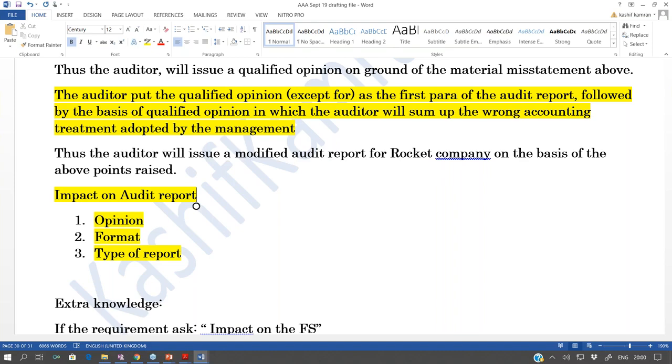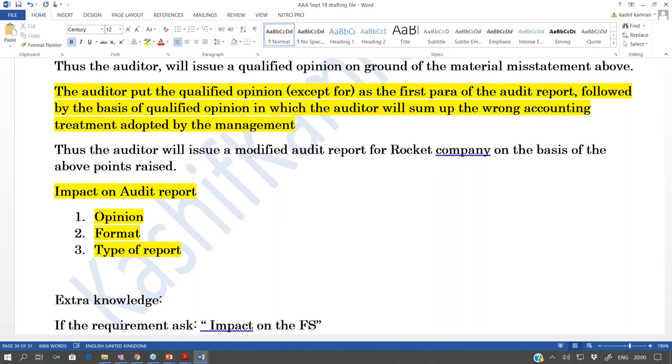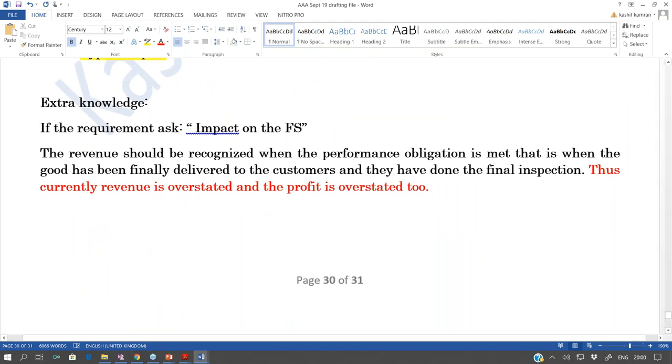And did we get extra knowledge from Rocket Company, that if the question asks for impact on the financial statement, is everyone clear about impact on the financial statement? What exactly does impact on financial statement mean? Did I demonstrate that in the question? What is exactly the meaning of the words impact on the financial statement? Is everyone clear?